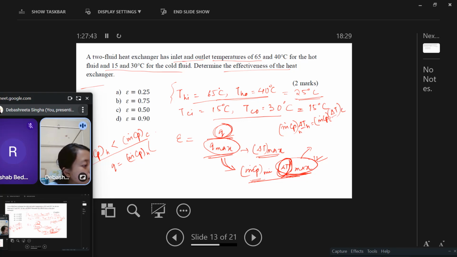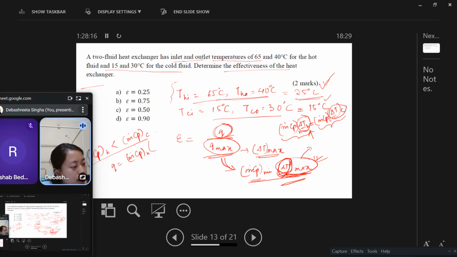Now this delta T, these are not the same as this delta T max, okay? This delta T and this delta T, they are calculated solely on the basis of individual fluids. This whole one is for hot fluid, this whole one is for cold fluid. Now, since these are already equal, this is due to energy balance. So delta TH we got as 25 degrees Celsius and delta TC we got as 15.